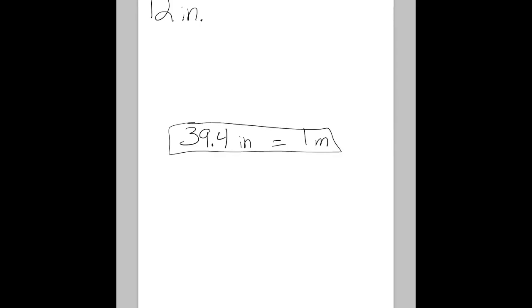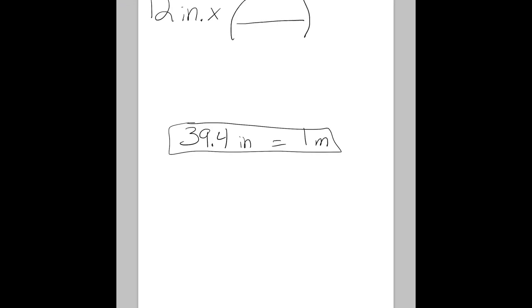They've also given us the conversion factor. They told us that 39.4 inches is equal to 1 meter. In other words, there are 39.4 inches in 1 meter. Now, what we're going to do in order to convert is turn this conversion factor, and instead of having an equal sign there, we're going to put that in a fraction.